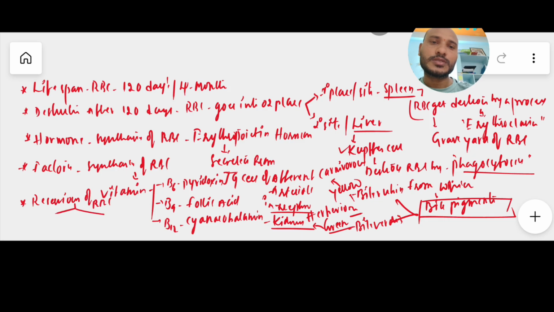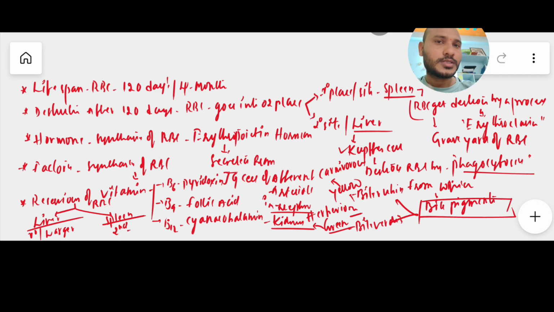Generally there are two reservoirs of RBC. The primary and larger reservoir of RBC is the liver, and the second largest reservoir of RBC is the spleen.